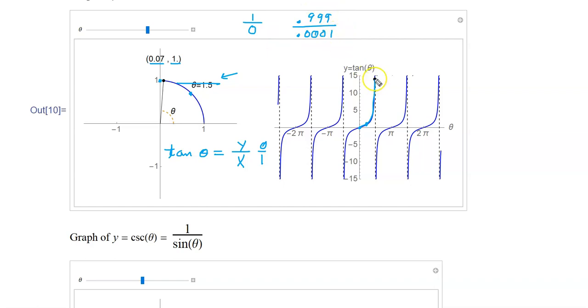So for that reason, this black dot will be traveling towards infinity as the angle theta is getting closer to pi over 2. So you see the tangent function has a problem existing at pi over 2 right here on the theta axis.